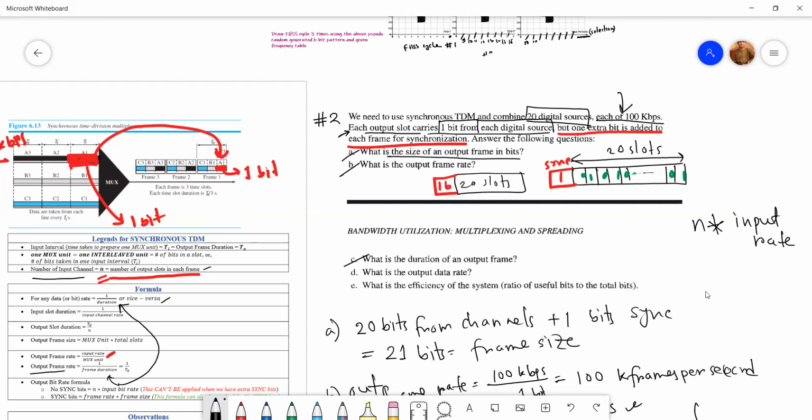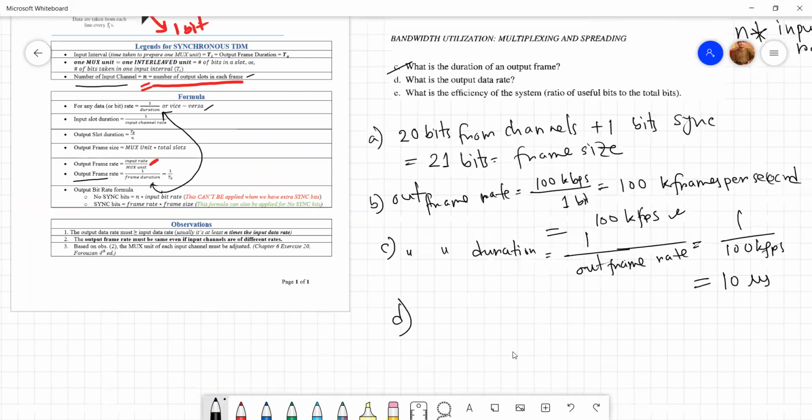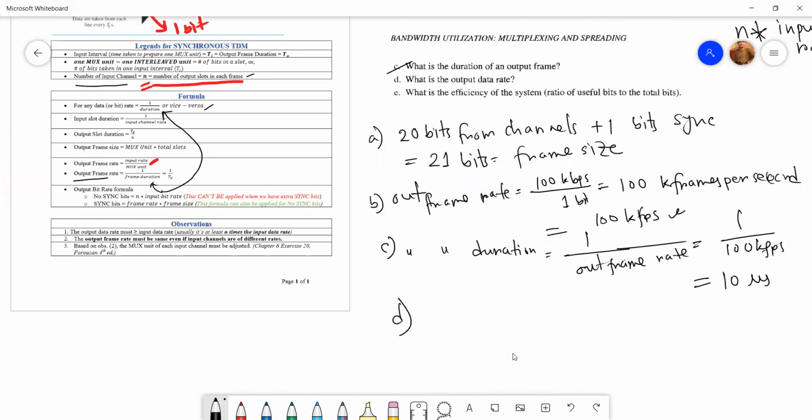But now we know that we are a little bit different than this case, n into the input rate, because we are adding an extra bit for the synchronization. So the synchronization part is doing something different for us. So we cannot use the first formula. We have to go for the second formula. The second formula says whenever we have some kind of sync bit, that will be the frame rate into the frame size. And this formula also applies when there is no synchronization bit.